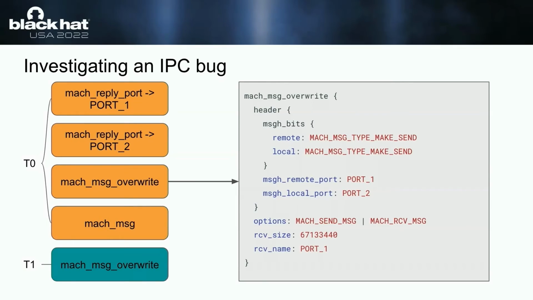So if we look at an easier to read representation, what happened was, in the first thread, thread 0, we created 2 reply ports, which are kind of like file descriptors. Then mock message overwrite and mock message are the same thing. They just both send a message. And so this first message sends to the remote port, port 1, a message from port 2, and also receives. So if you see under options, it says send and receive. And we are making a send right for the port.